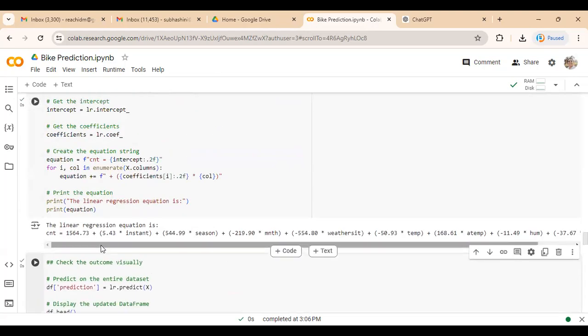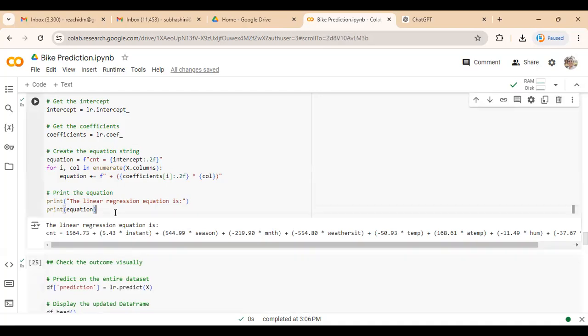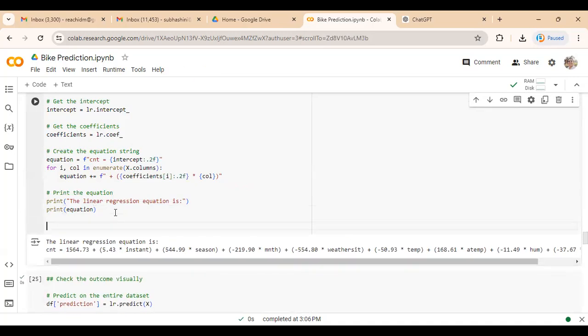Right? So it's showing count is equal to 1564 plus 5.43 into instant plus 544.9 into season. Now we should rerun it without instant because instant is just a sequencing of the values. Okay, so I'll just write it here and this will be your assignment to rerun it after dropping instant.